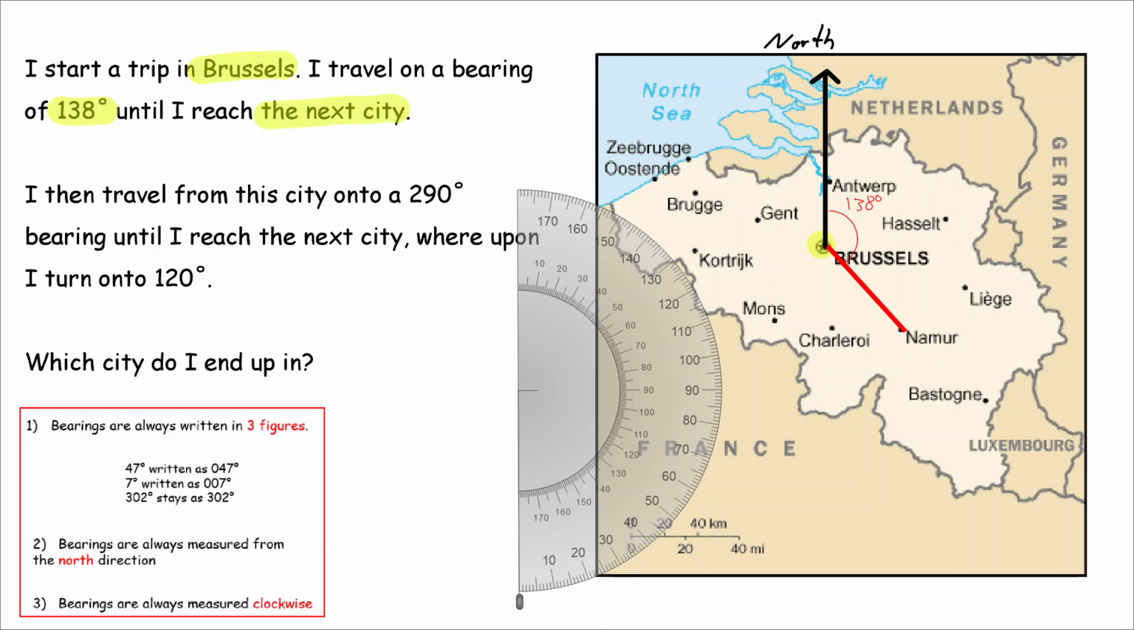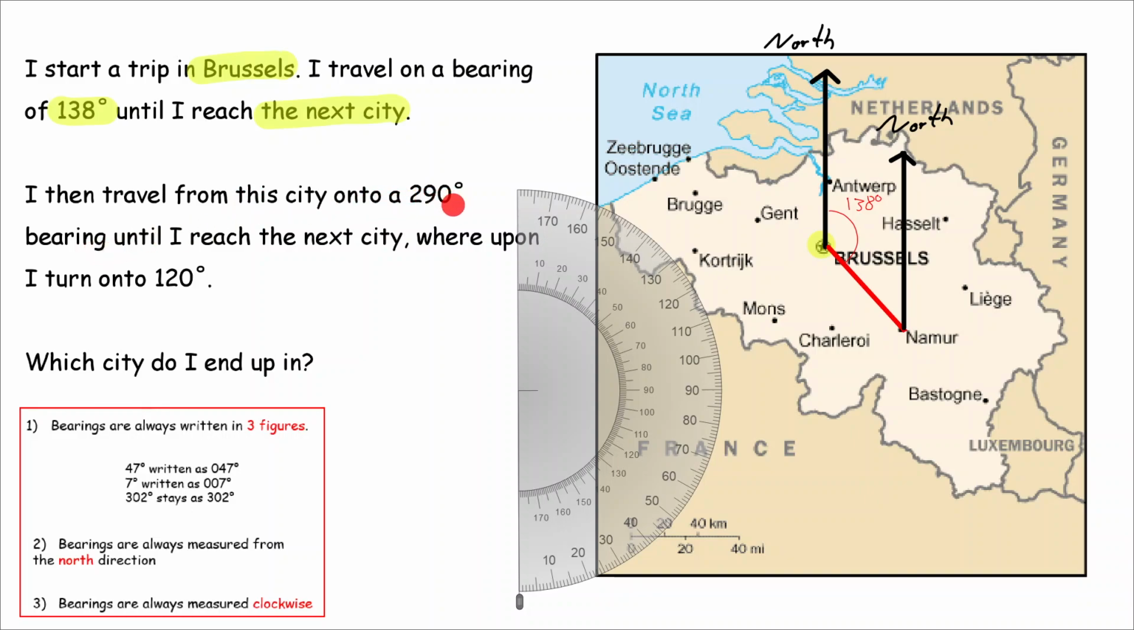And let's go and draw in now a new northerly line. So Namur is up here. Let's draw this up, a nice north straight line, like this. And that is your new north line. Okay, now I then travel from this city, which is Namur, onto a 290 degree bearing.